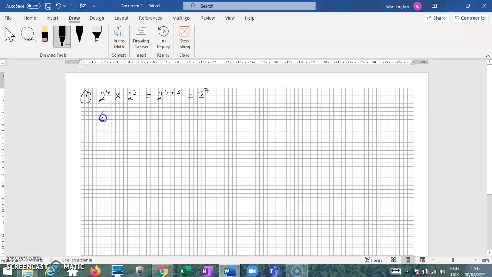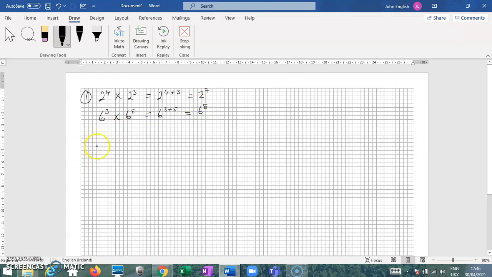So say we have 6 to the power of 3 multiplied by 6 to the power of 5. Okay. Again, you simply add the indices, so you add the 3 to the 5, and you're going to get 6 to the power of 3 plus 5, and that gives you 6 to the power of 8.